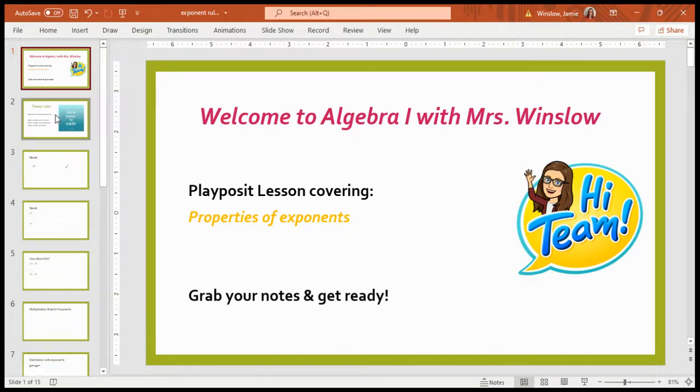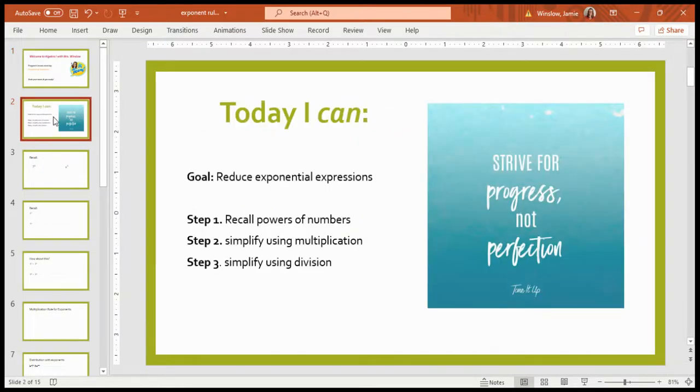We are going to be going over properties of exponents. So we're going to reduce some exponential expressions. We're calling all of those powers and properties. We're going to look at different multiplication rules and division rules. And we're just going to keep working and practicing towards progress, right? Not perfection.